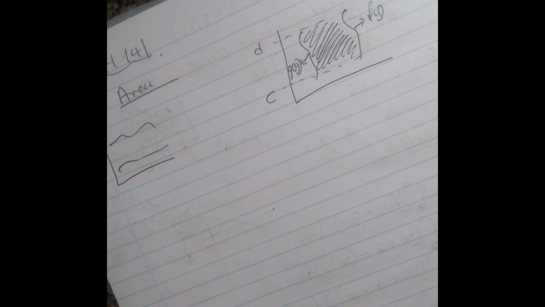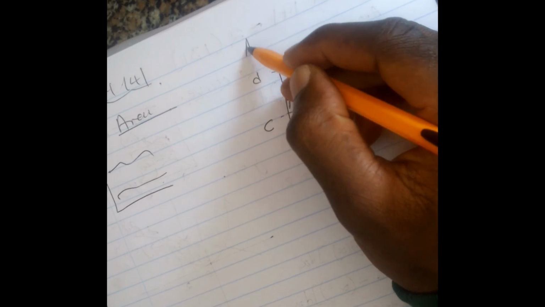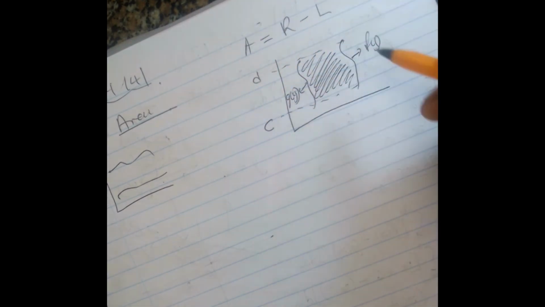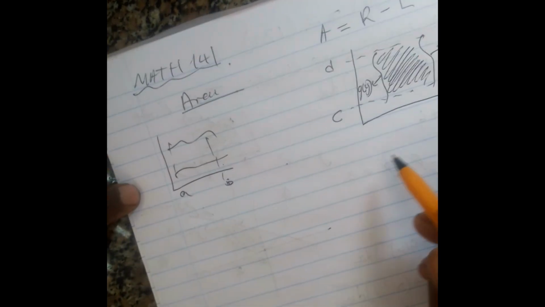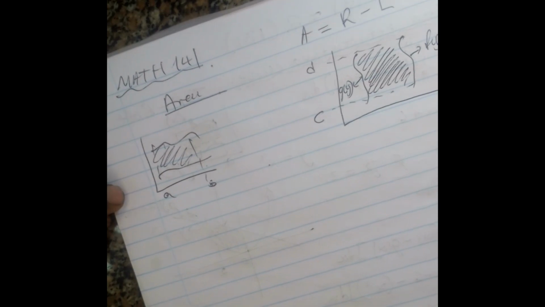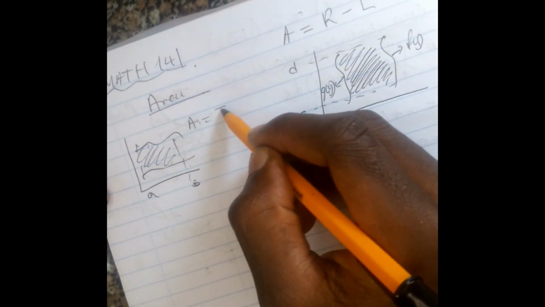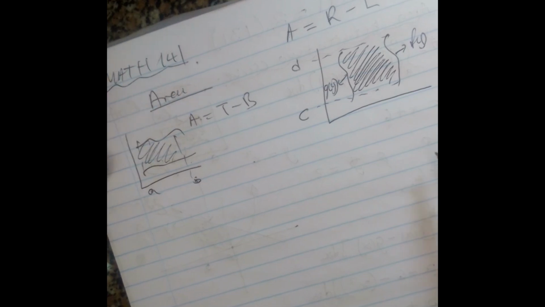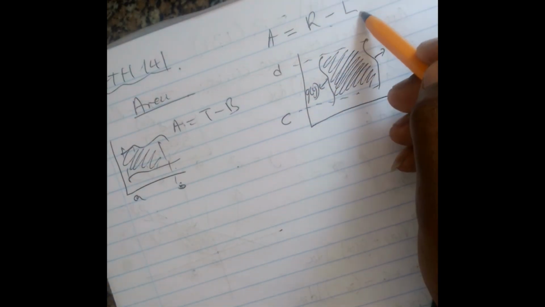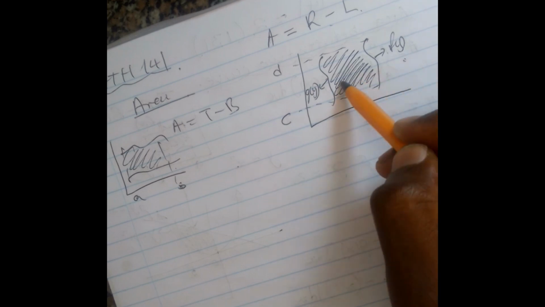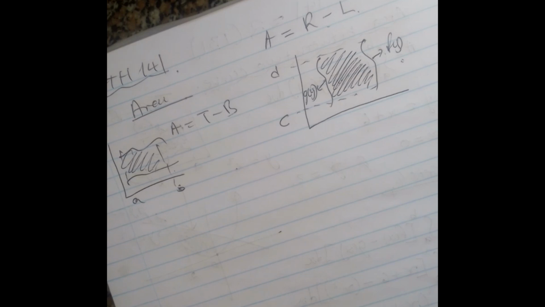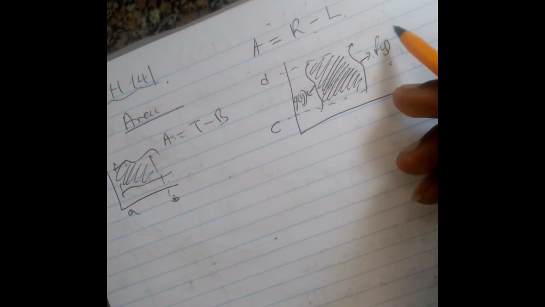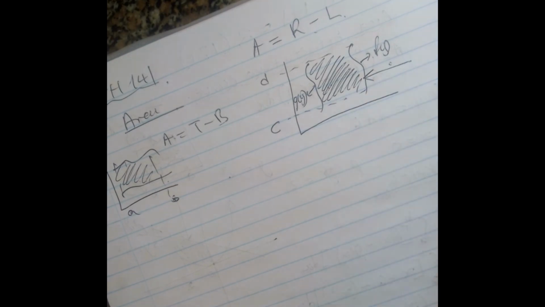In this case, the method that you have to understand is that the area is going to be equal to right minus left. Over here, from A to B, to find the area, the area is going to be the top minus the bottom. But in this case, it's going to be the right minus left. In some other cases, you'll find it difficult to see which one is on the right and which one is on the left. Just draw a horizontal line. The first one to touch, that's the one on your right.